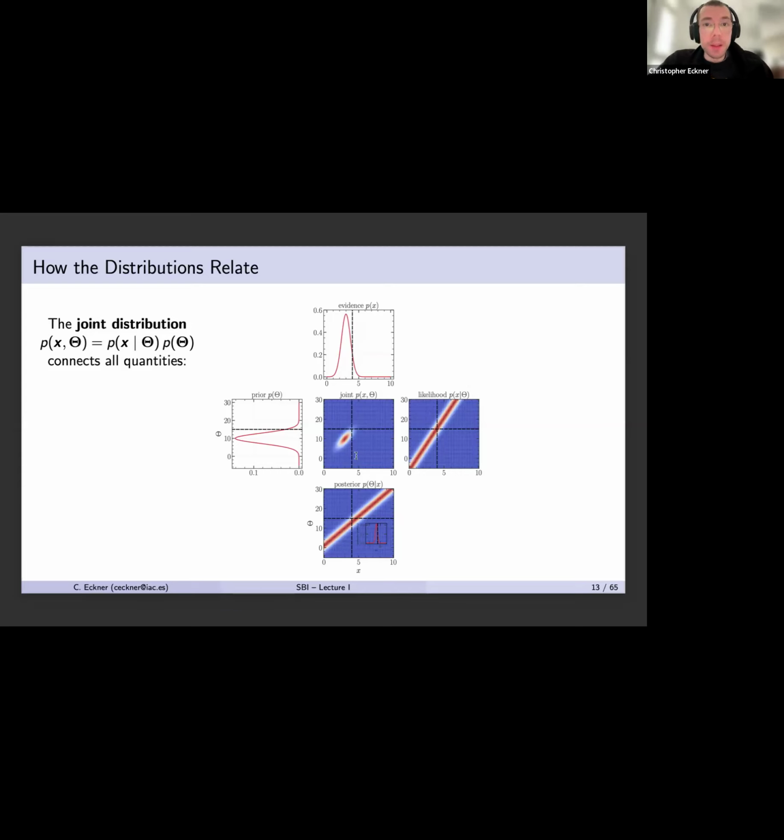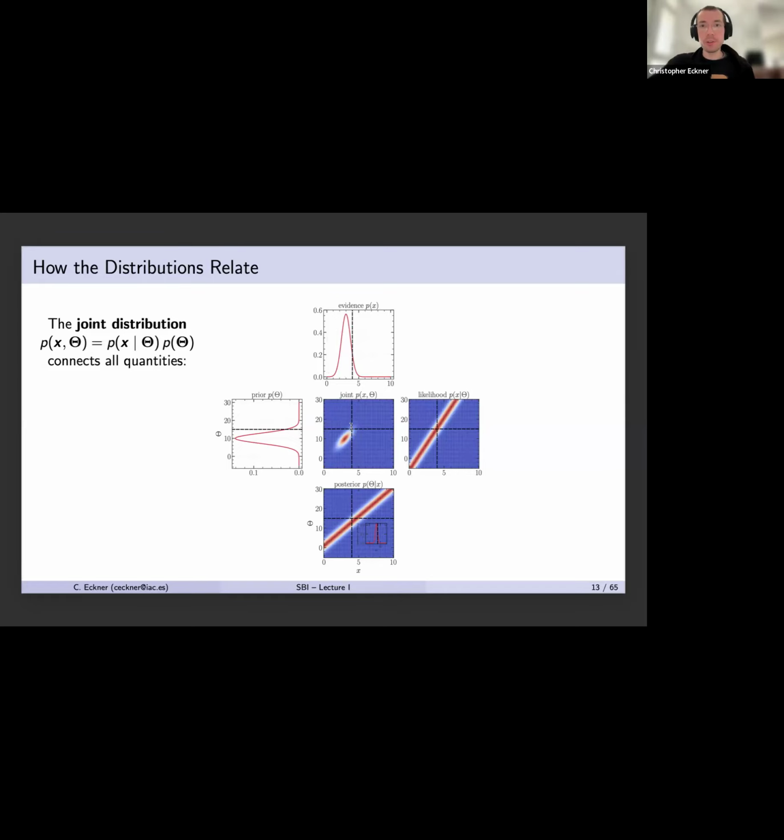So, as I said, if you want the evidence, you need to integrate out the dependence on the parameters of your joint posterior. As the parameter dependence is plotted here on the y-axis, you have to integrate your joint probability along the y-axis, but you keep the dependence on the x-axis, which is the probability of your data having this or that value. If you integrate in the y direction, you get this projection on the x-axis, which shows you a certain type of Gaussian.